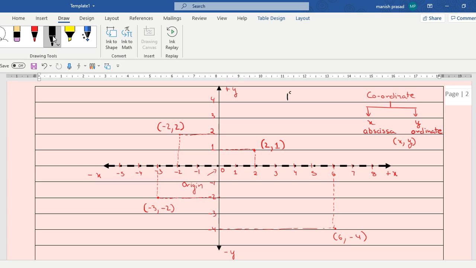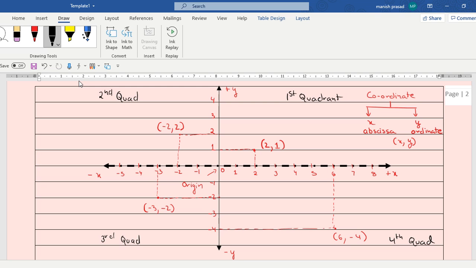this quadrant of ours is known as the first quadrant, and then we go anti-clockwise. This would be known as the second quadrant, this would be known as the third quadrant. Why is it known as a quadrant? Because it is divided into four equal parts. So this is our fourth quadrant.